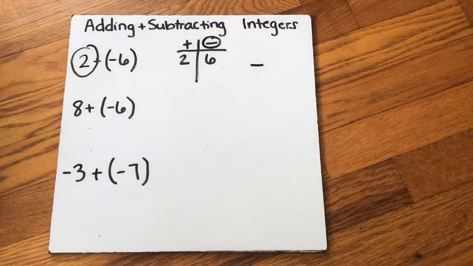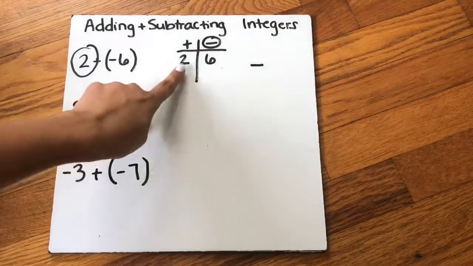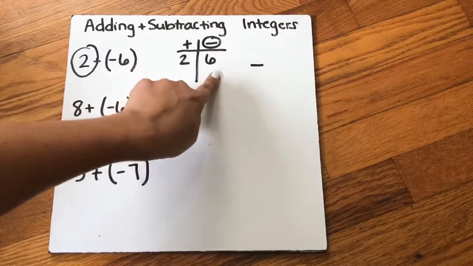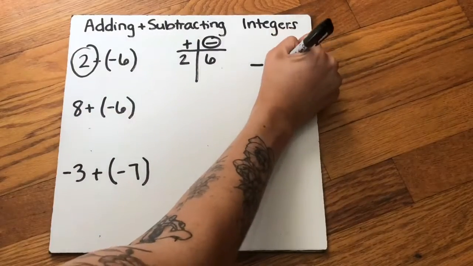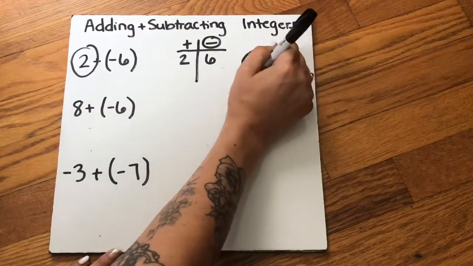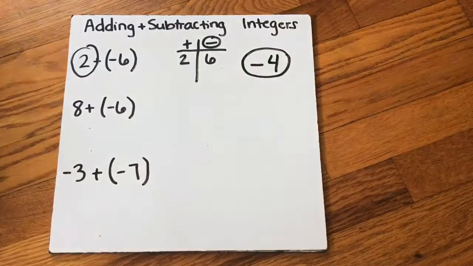And how many points did they win by? If my positive team had 2 points and my negative team had 6, the negative team won by 4 points. So my answer is -4.